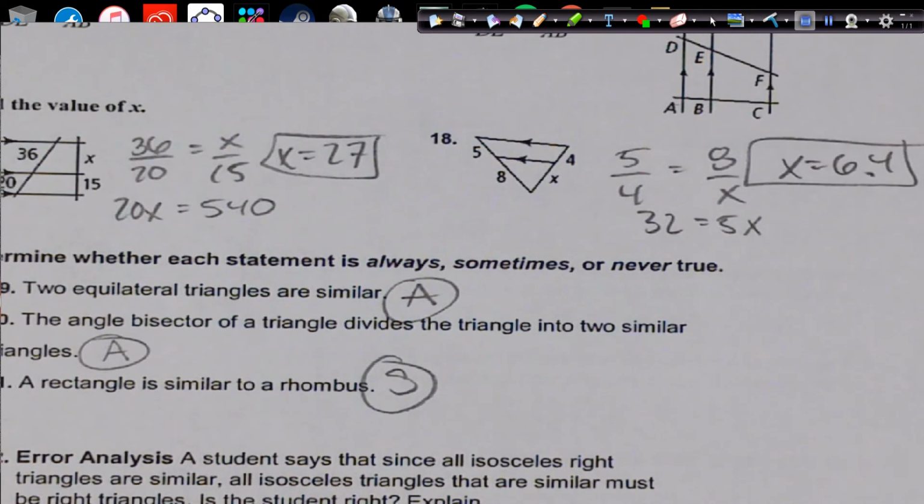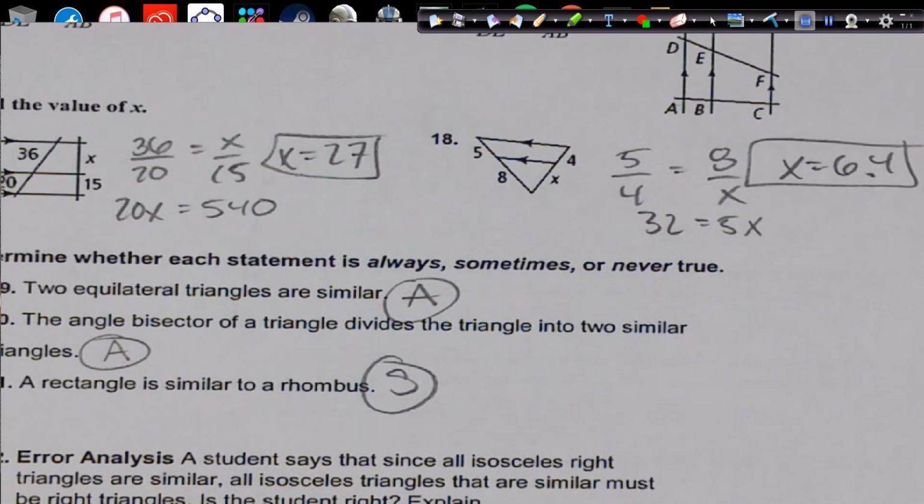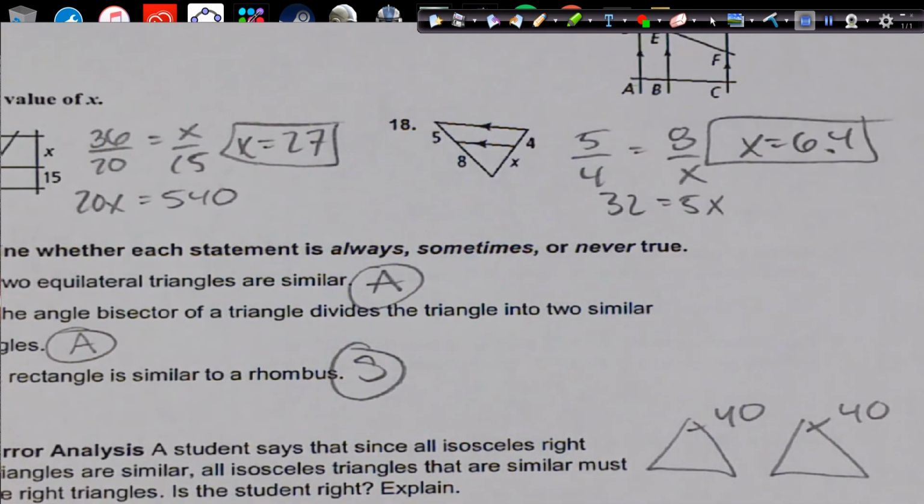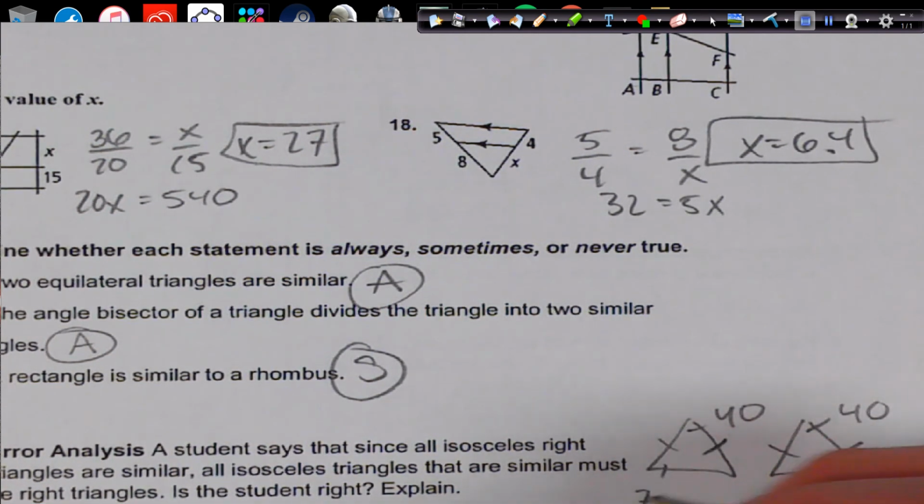A student says since all isosceles right triangles are similar, all isosceles triangles that are similar must be right triangles. This is incorrect. I'll give you a quick example. You could have 40 degrees and 40 degrees. Okay, those would be the same. And these would be isosceles. So these two would have to be 70 and 70. These two triangles are similar, but they are not right triangles.